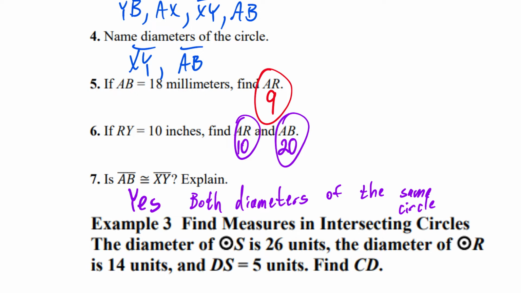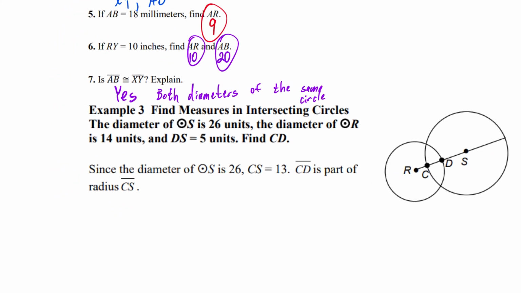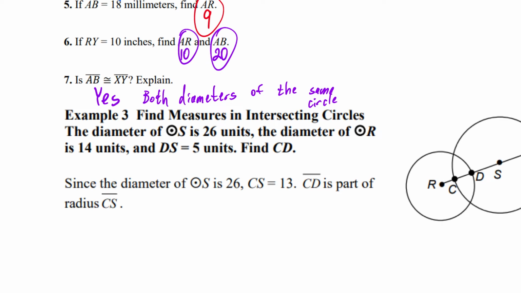They're both diameters of the same circle. That's how we know they're congruent. Okay, on this next one, it's just kind of applying this a little bit.